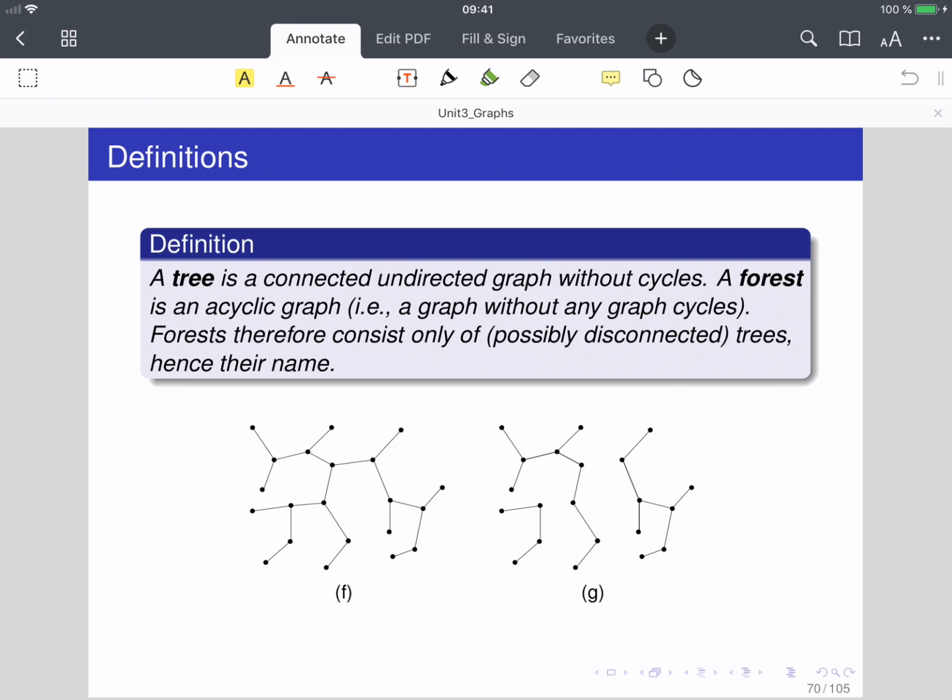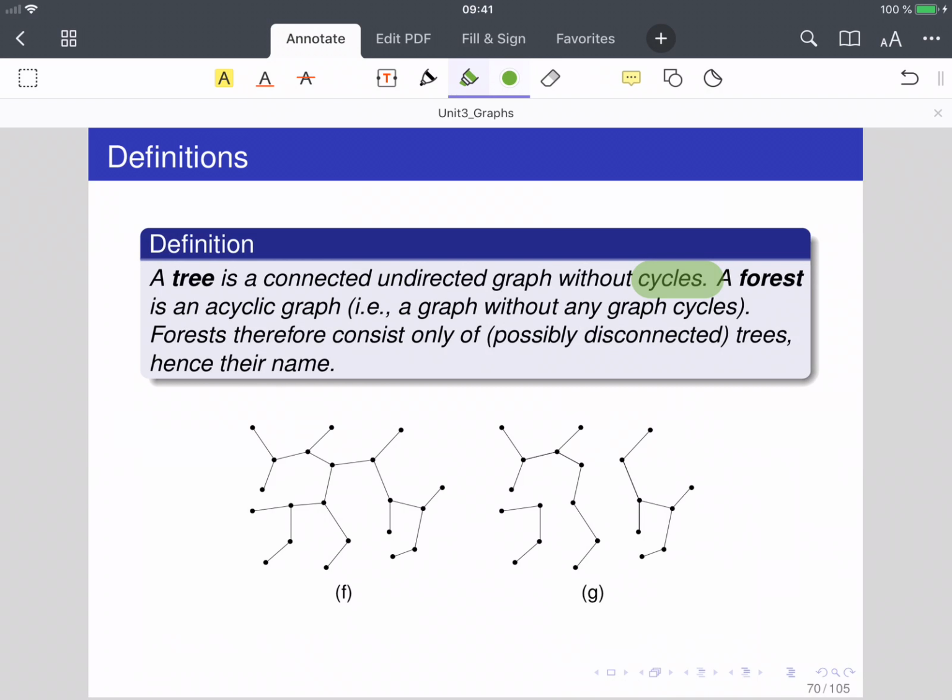Okay, so mathematically, a tree is an undirected graph, a graph in which the edges have no direction, that is connected and has no cycles. And here be careful, because when I'm talking about cycles, I'm referring always to simple cycles. For brevity, I'm not writing all the time that a cycle is simple, but in the context of trees, cycles are to be thought of as simple.